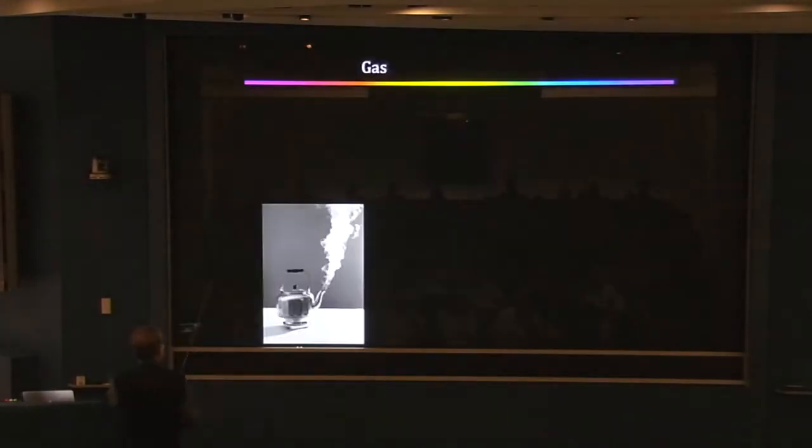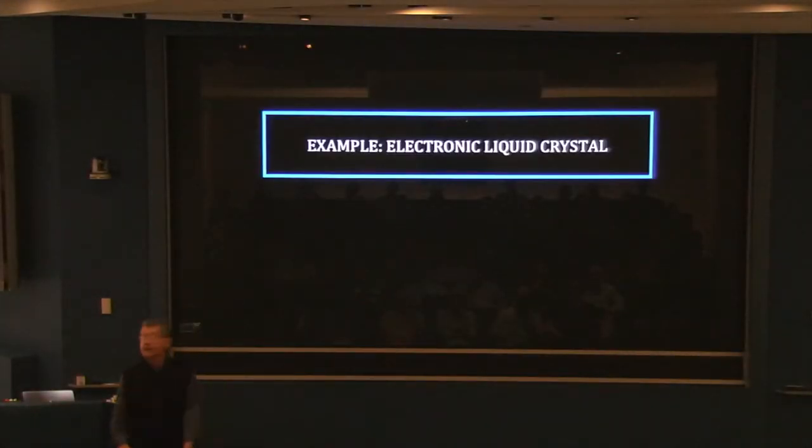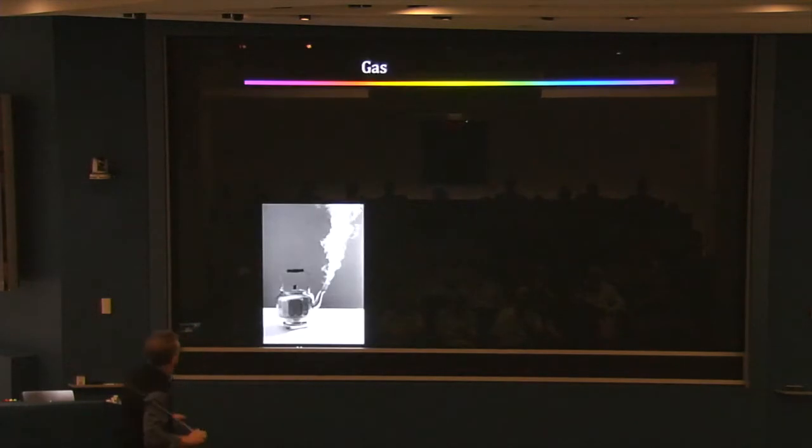Now, let us consider an example of a possible new state of electronic matter. Not in the textbooks. Even today, not in the textbooks. It's too new. What I want to consider is electronic liquid crystals. See this stuff? You're probably familiar with it. It's called steam. And it's an isotropic fluid. It doesn't break any rotational or translational symmetries. It's just a fluid which has no other strange properties.